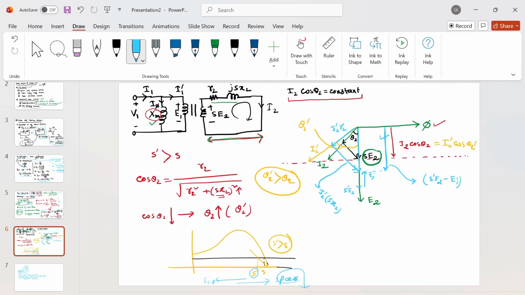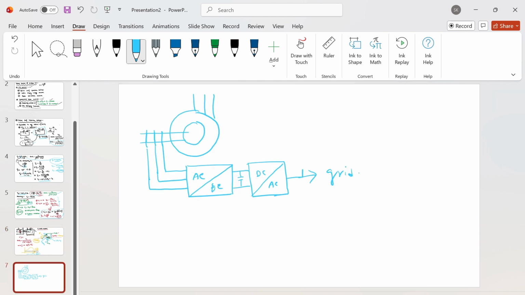And this is the phasor diagram. Your I2 cos theta 2 must be constant and all, and I have tried to describe how things are happening, and eventually you can get back that power and feed it back to the grid. Okay, this is the thing that I wanted to discuss.